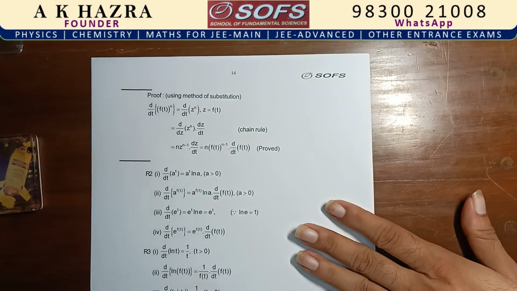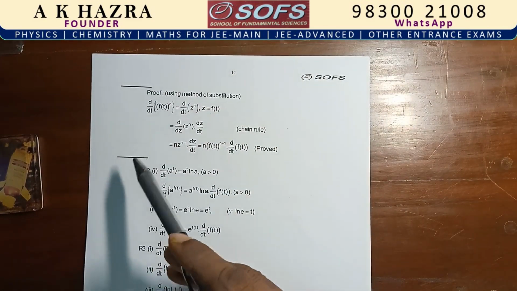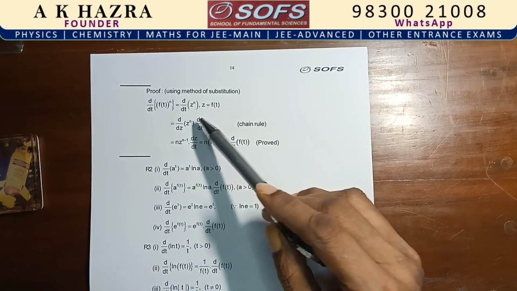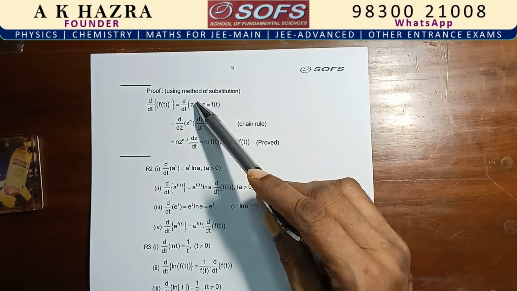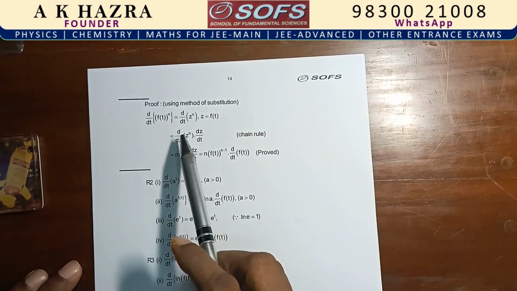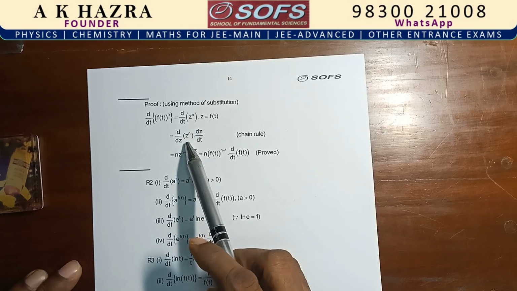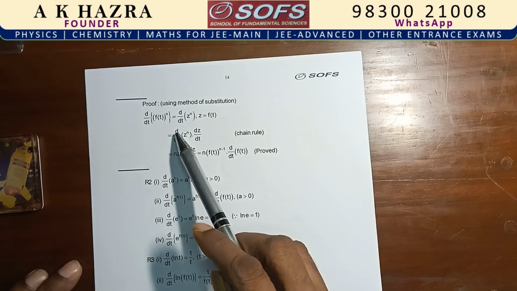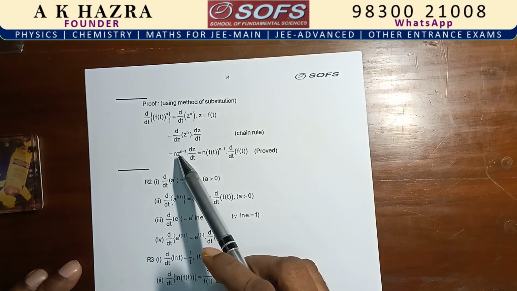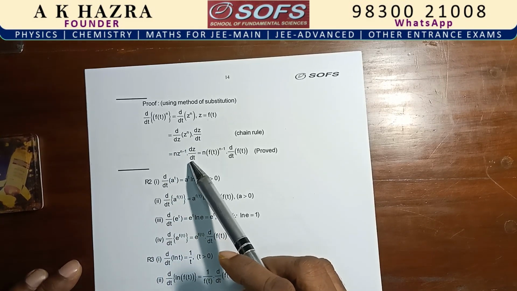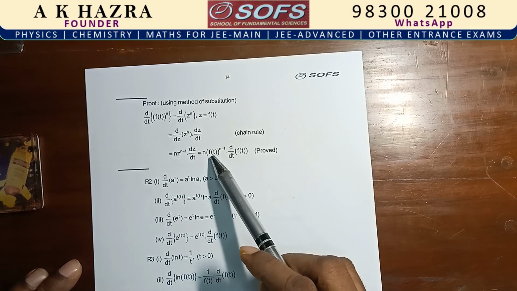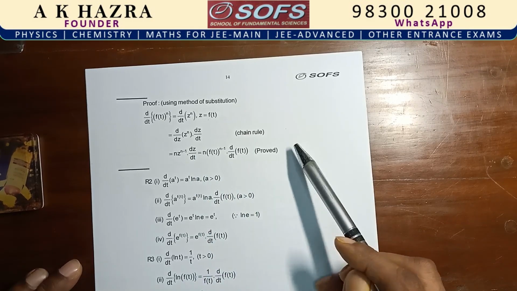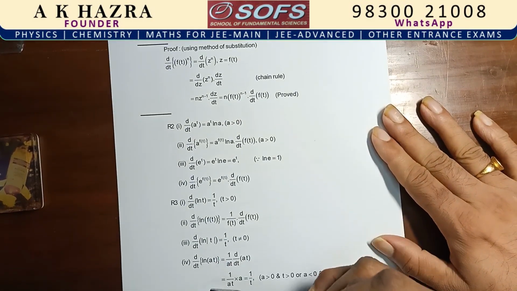Proof, you see, by method of substitution. d/dt of f(t) to the power n: we replace f(t) by z, z is equal to f(t), so z to the power n. So the d/dt operation is not possible directly, so we have d/dz of z to the power n times dz/dt. Chain rule: dz cancels out, d/dt remains as it is. So d/dz of z to the power n is n z to the power n minus 1 times dz/dt. So n f(t) to the power n minus 1 times d/dt of f(t). Proved. Similarly, we can establish other results also.